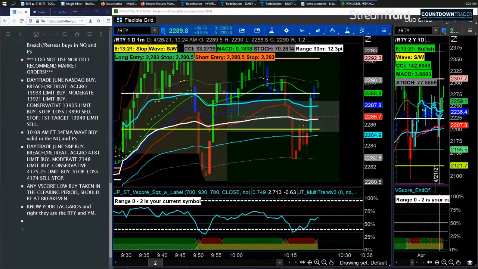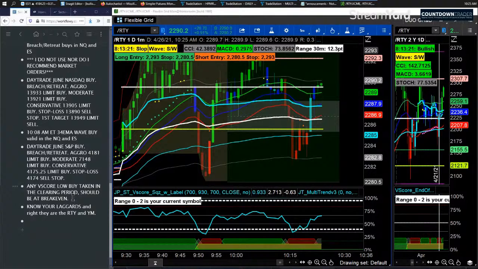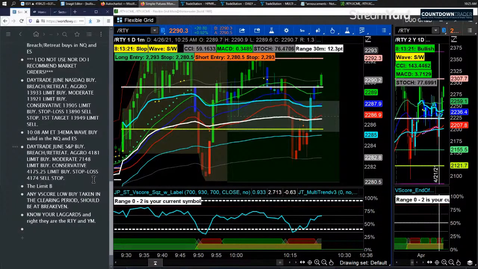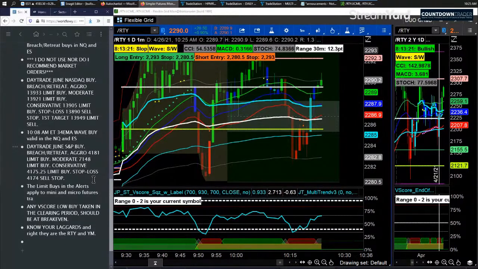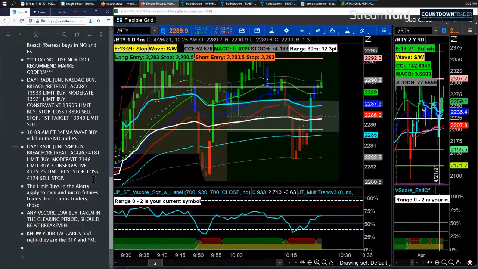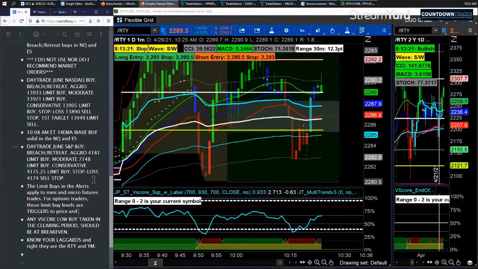All right. So we got the breach retreat in NASDAQ in place. Got the breach retreat in the S&P in place. Either of those levels are triggers, not actual limit buys. The limit buys apply to micro and mini futures traders, right? The limit buys in the alerts apply to mini and micro futures traders. All right. For options traders, those limit buy levels are triggers to price and buy the at the money option.